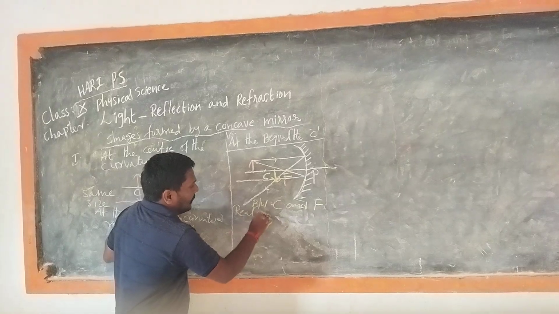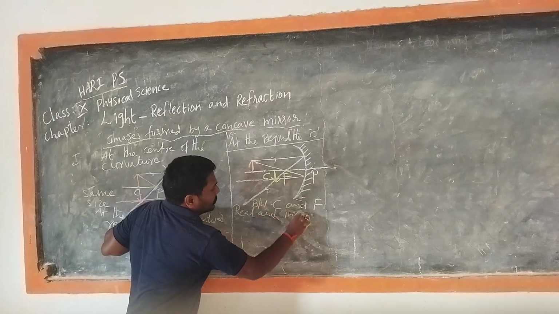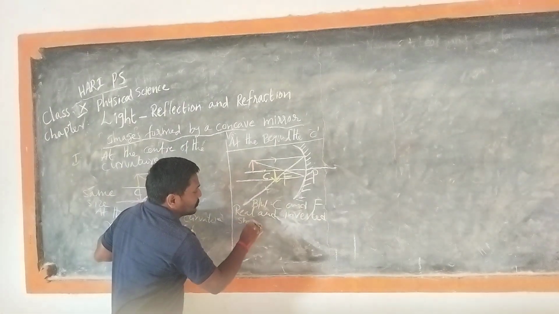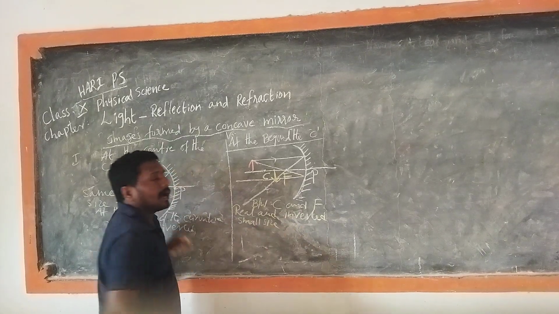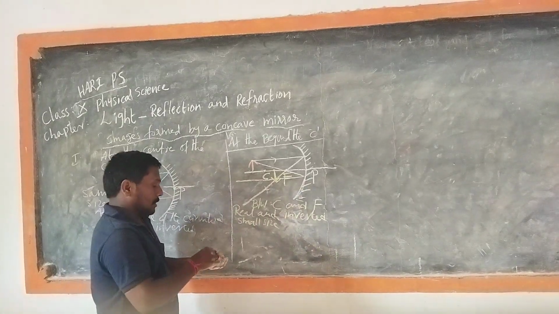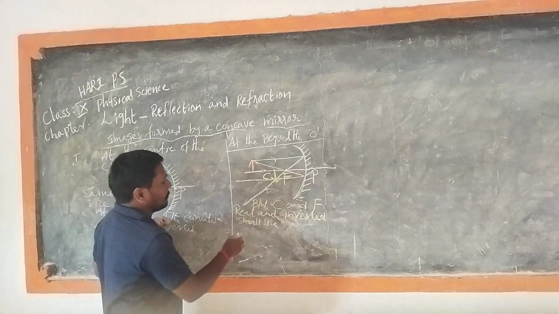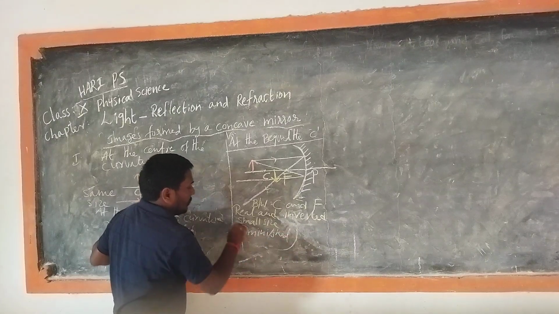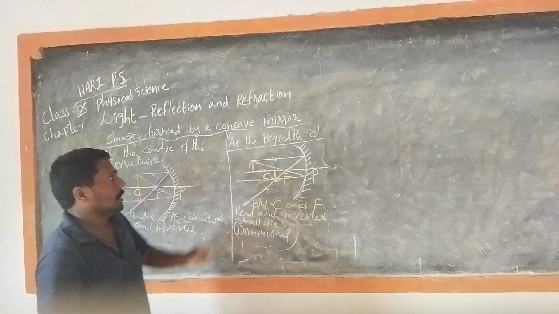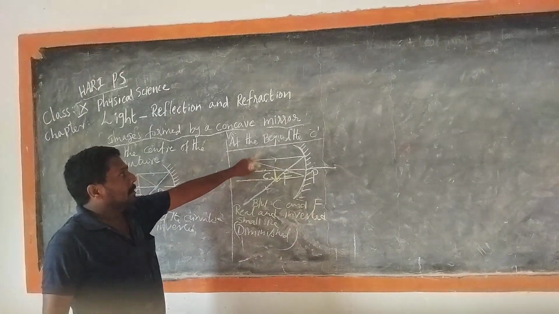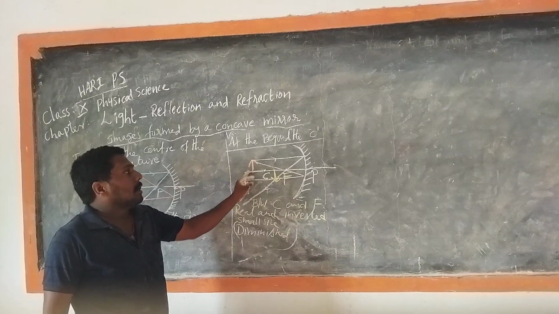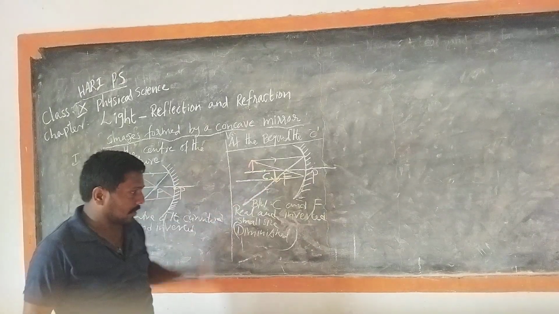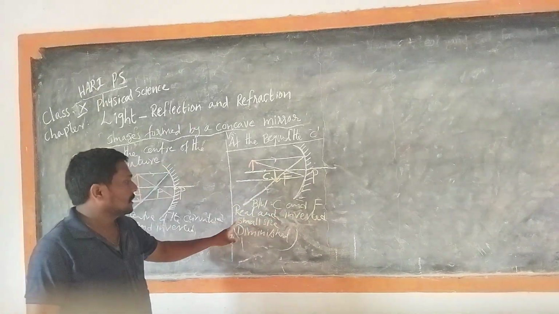As usual, a real and inverted image. A small size image is formed, which we can call a diminished image. So when the object is placed behind the center of curvature, the image is formed between the center of curvature and the focus. Real and inverted image, small size.